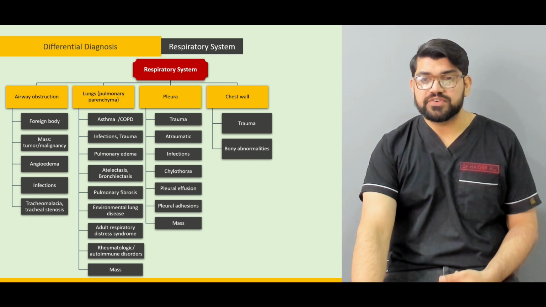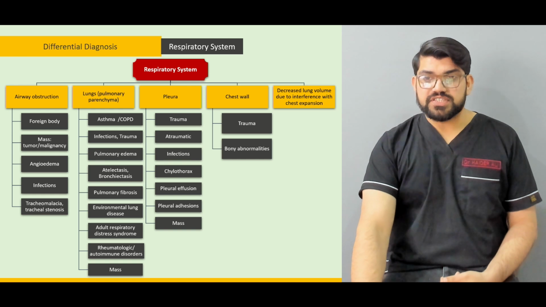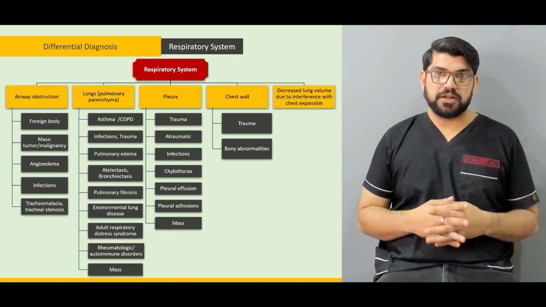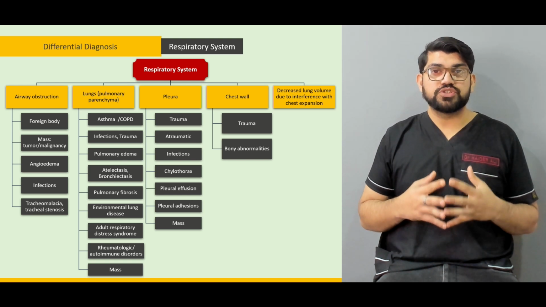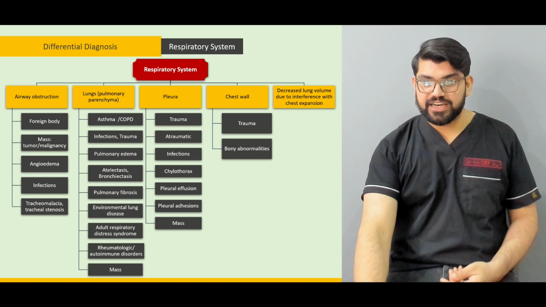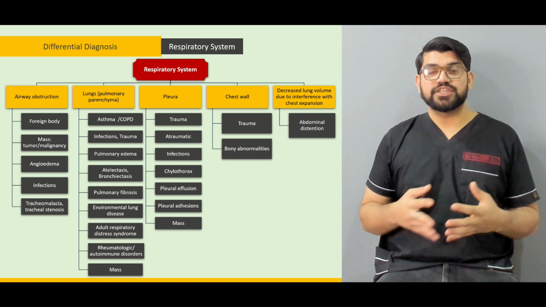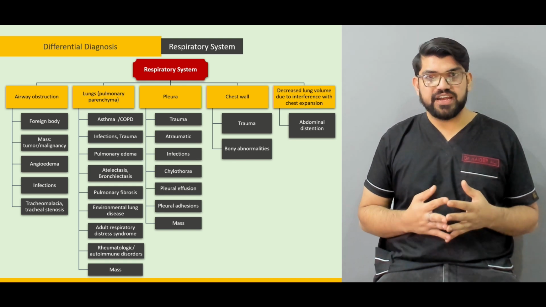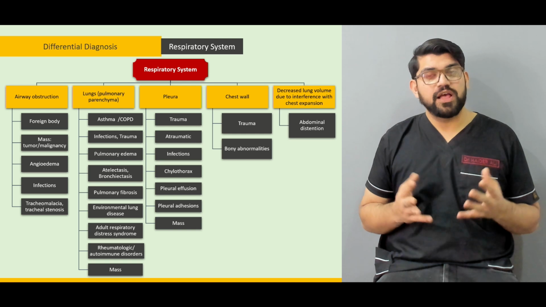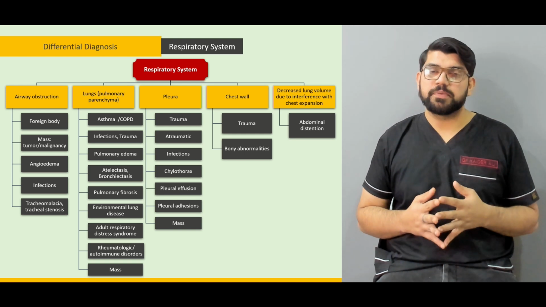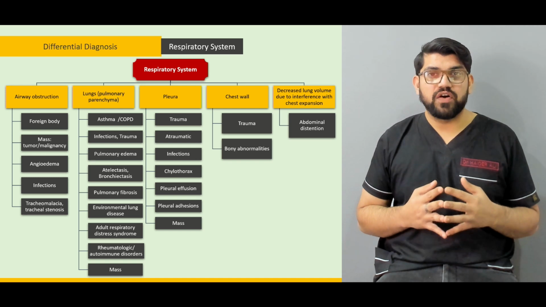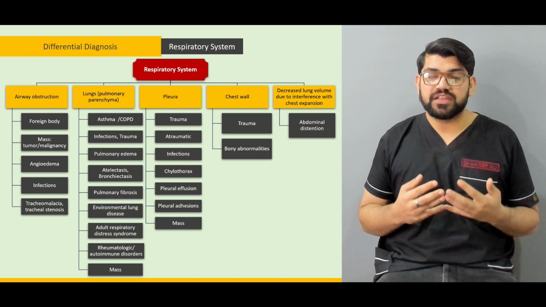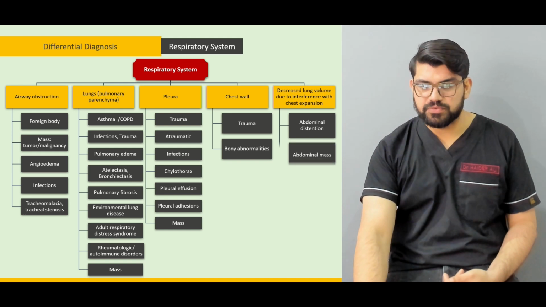Decreased lung volume due to interference with chest expansion mainly results from abdominal distension, especially in ascites. Abdominal distension: patients with gross ascites, hepatic decompensated liver diseases, portal hypertension. Also in patients who are pregnant, especially at gestational ages of 30 weeks. They present with more abdominal distension and shortness of breath.